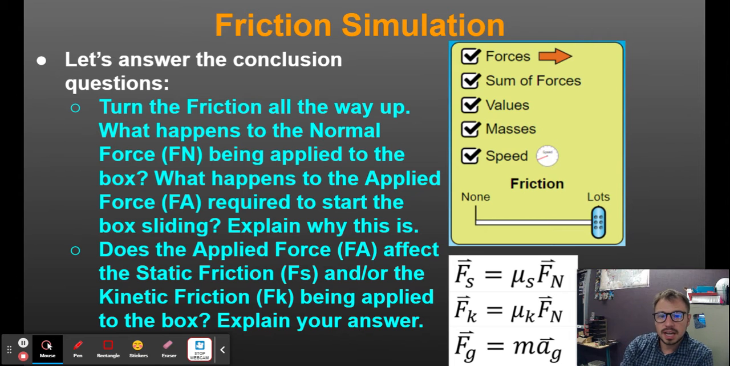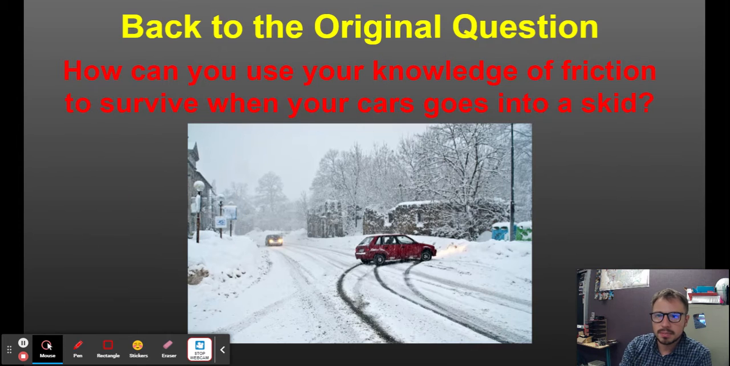So does the applied force affect the static friction and or the kinetic friction being applied to the box? So it's going to affect the static friction. Remember, if you apply 2 newtons, it's going to apply 2 newtons right back.